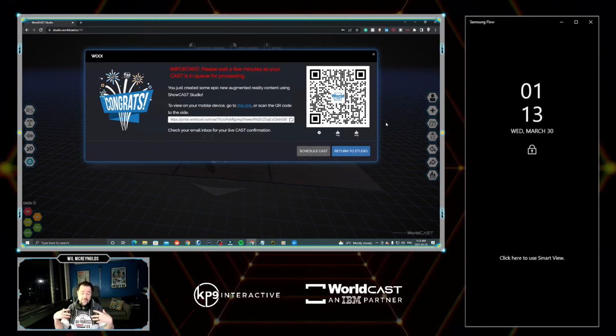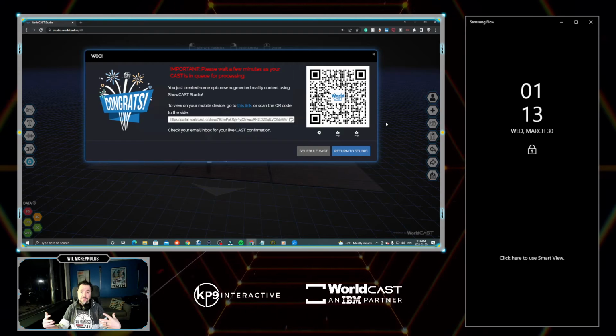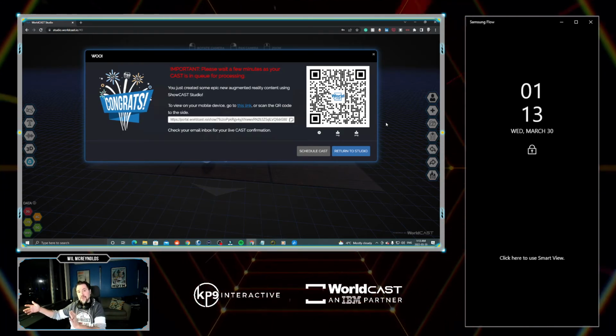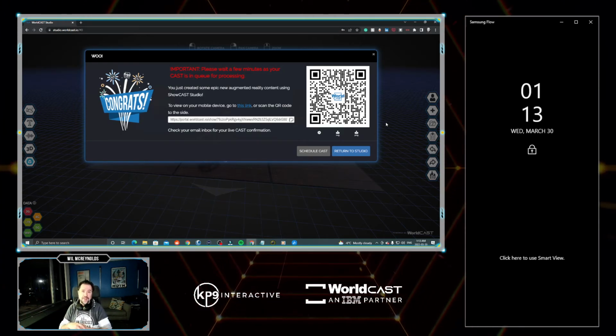So Showcast is for Android and iOS, but it also has a few extra abilities if you have a device with LiDAR on it. So there you go.